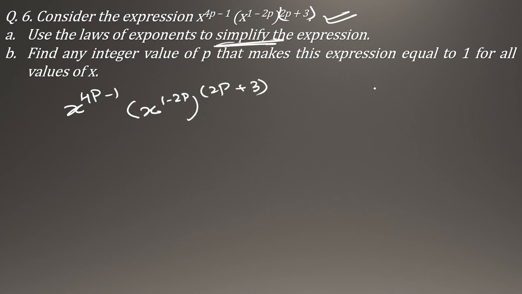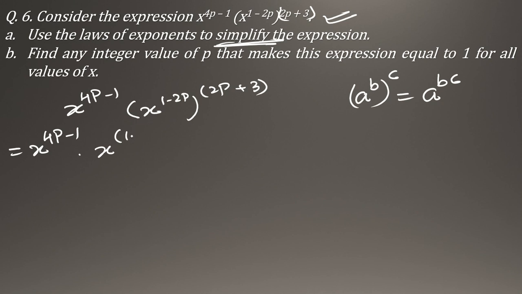Here we have a power to the whole power. So what do I write in the formula? Basically, a to the power b, to the whole power c, is what? A to the power bc. So what will you do here? x to the power 4p minus 1 times x to the power 1 minus 2p, to the power 2p plus 3.